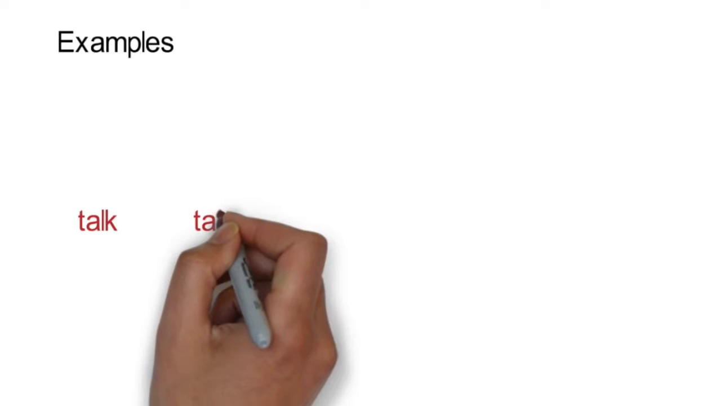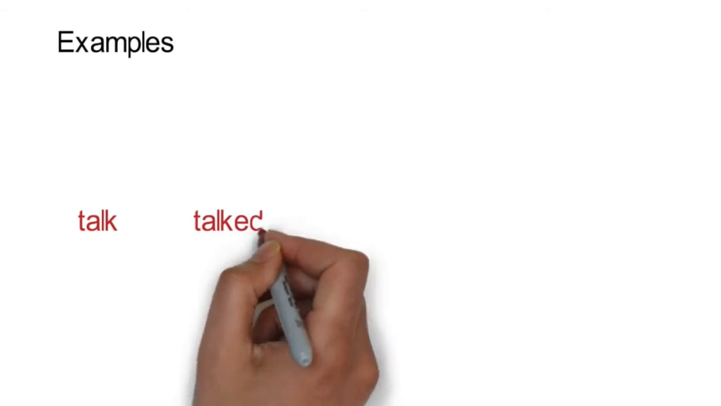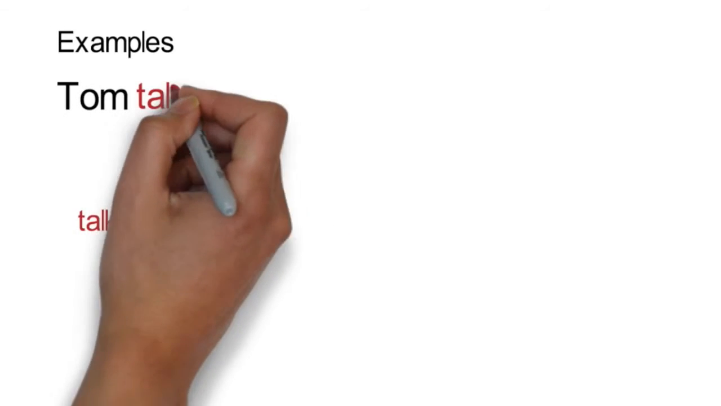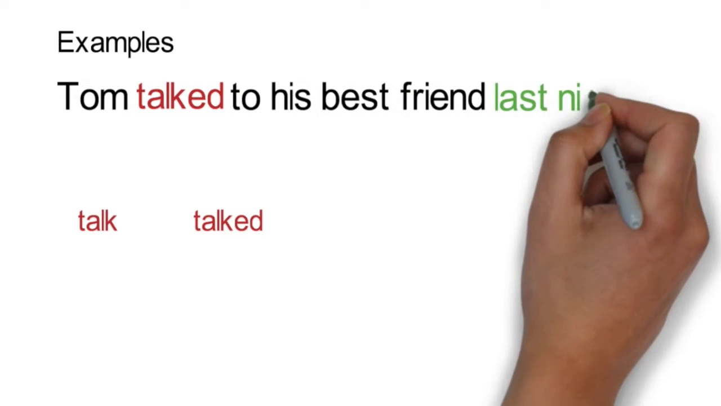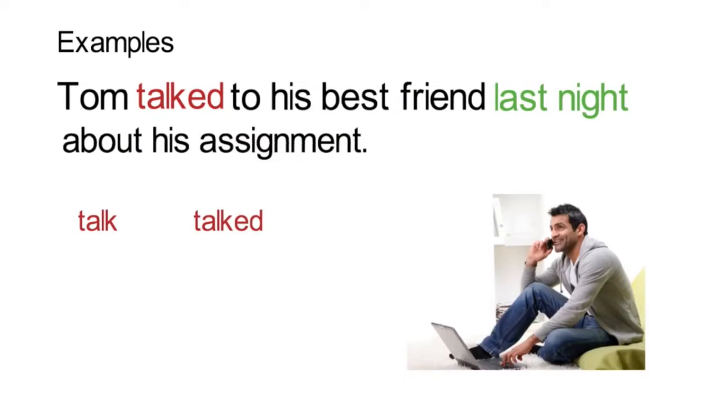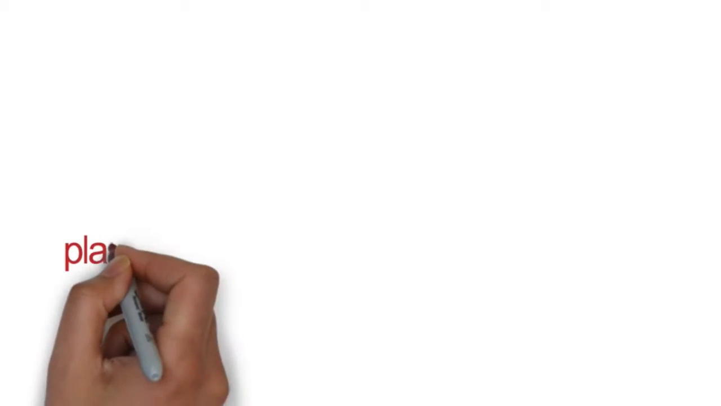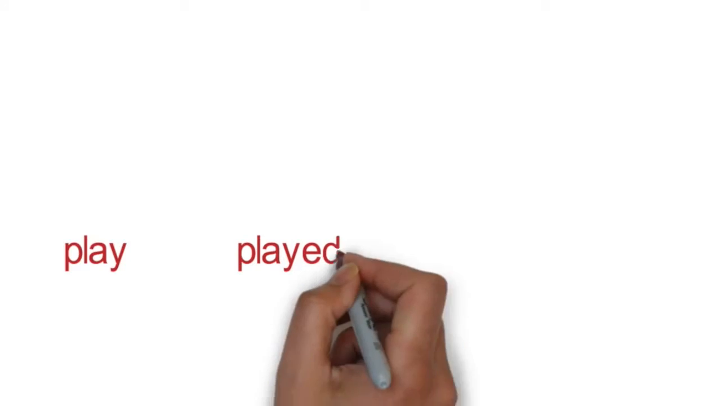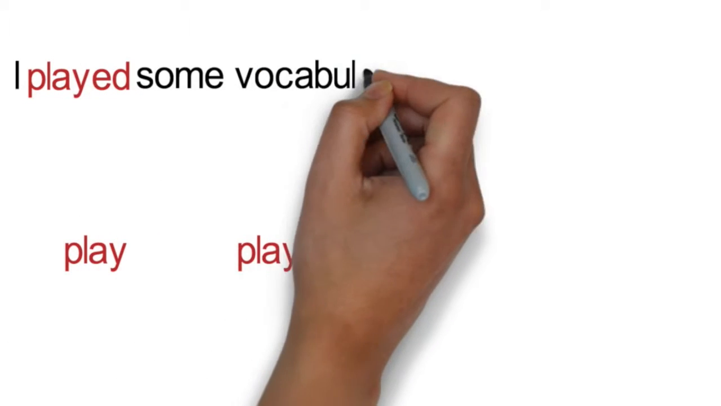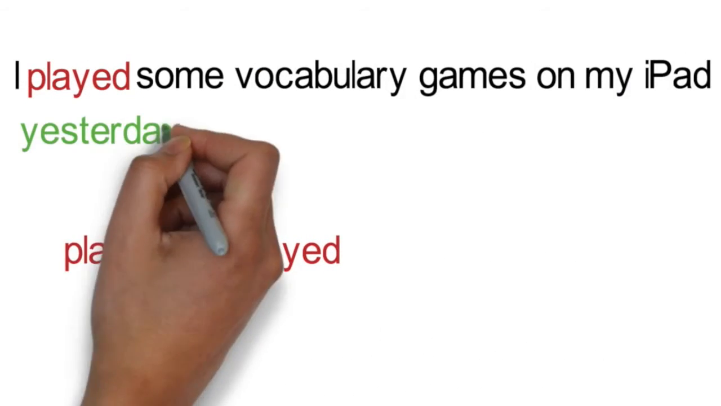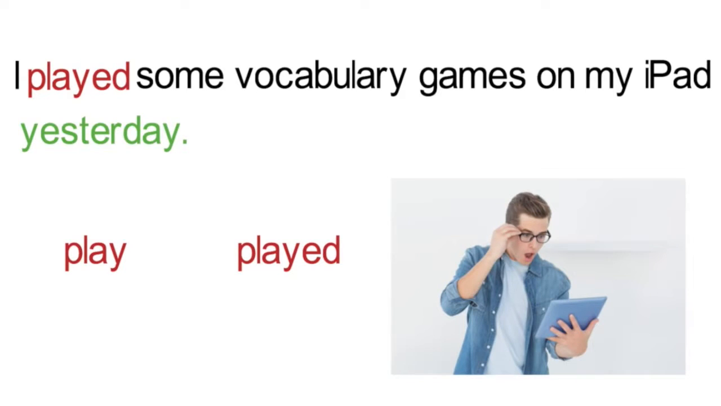Talk? That's right, it becomes talked in the past. Tom talked to his best friend last night about his assignment. We also know it happened in the past because last night is mentioned. Play? Played. I played some vocabulary games on my iPad yesterday. Play is a regular verb, so we add an ed to form the past tense.